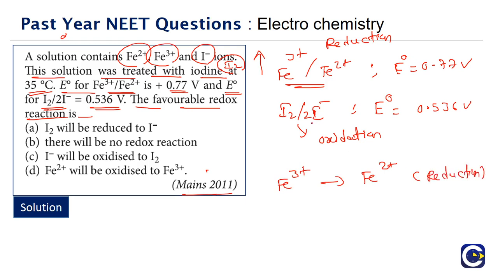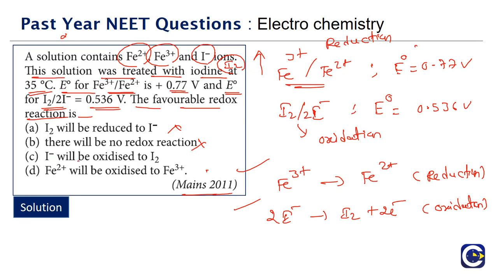And at this interface, what is going to happen? Oxidation. Oxidation means I- will lose electrons to form I2. This is the oxidation part, isn't it? So these are the reactions that will occur. If you just compare these options, what is option A saying? I2 will be reduced to I-. Not correct. There will be no redox reaction. This is also not correct, because we will see that the electrode potentials are different.